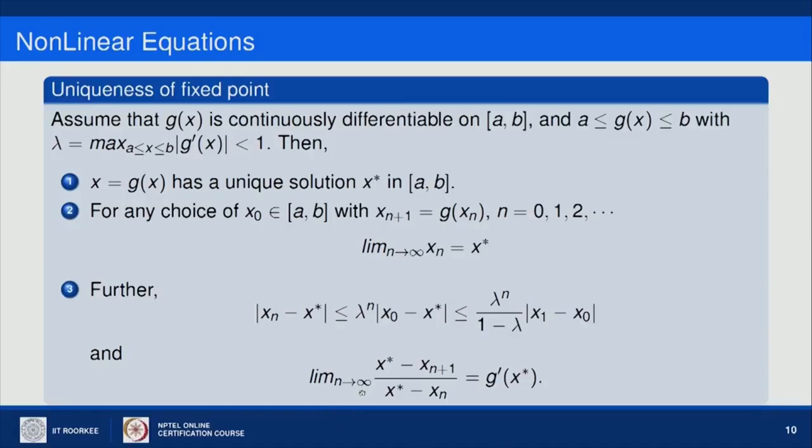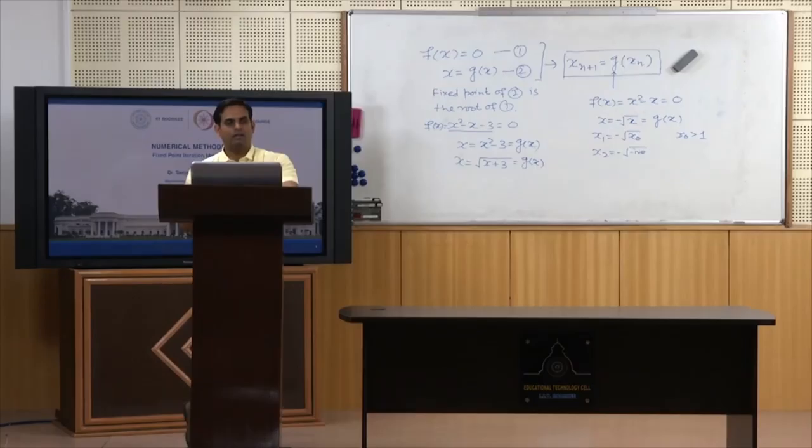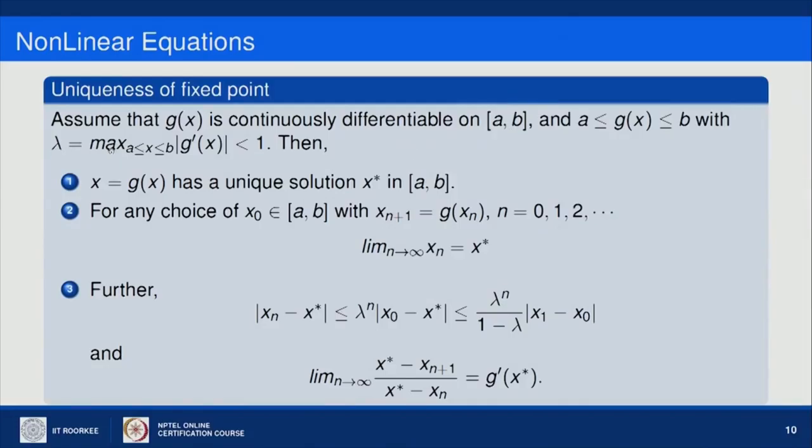And as n tends to infinity, the error in the (n+1)th iteration upon the error in the nth iteration will be equal to g'(x star). It means when n is quite large, the limit value of e(n+1) upon e(n) should be less than 1. Because x star will be in this interval, and we are taking lambda as the maximum value of |g'(x)| for all x in this interval. So x star will be somewhere in this particular interval, and hence this value will always be less than 1. So the limiting value of e(n+1) will be strictly less than e(n).